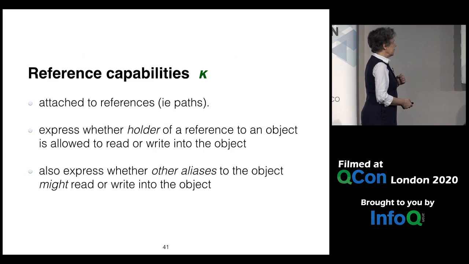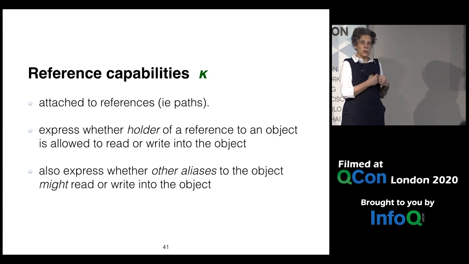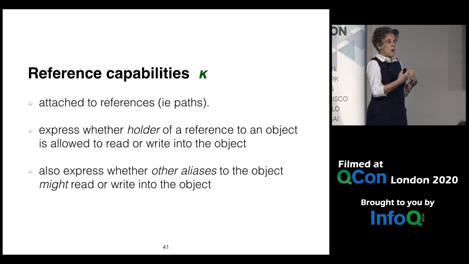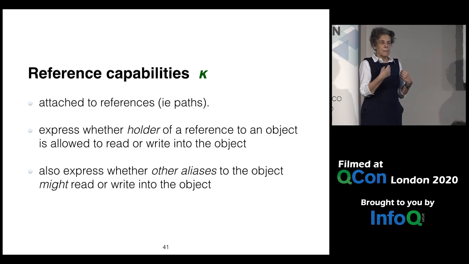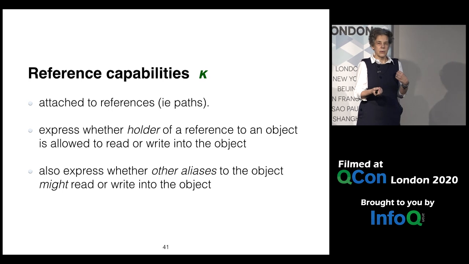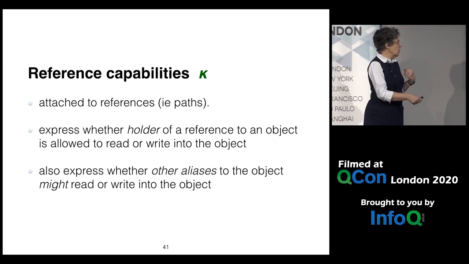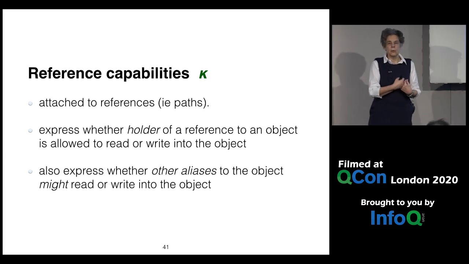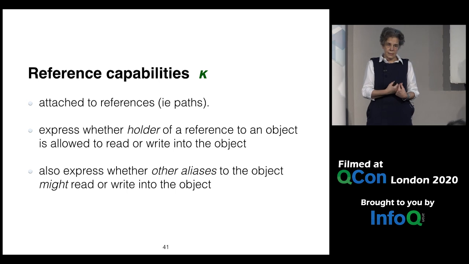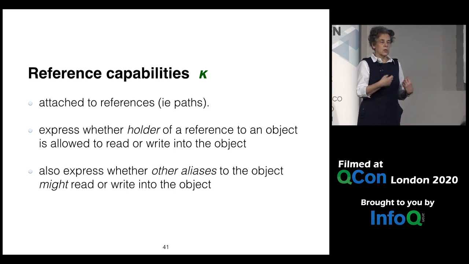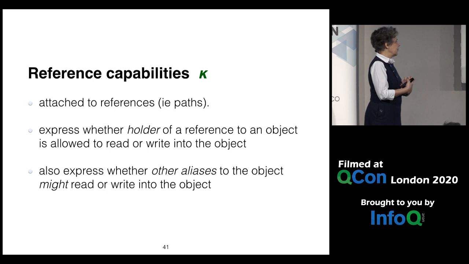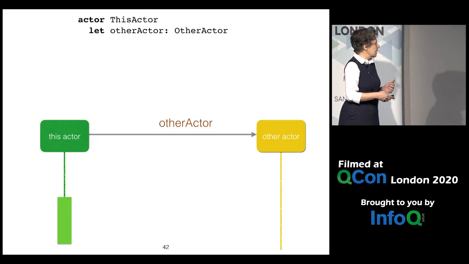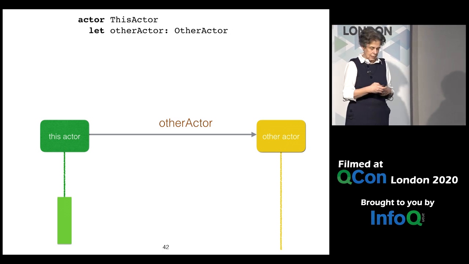So the reference capabilities are attached to a reference, and they express whether the holder of that reference may read or write the object. But they also express whether other aliases to the object may be written or read, distinguishing whether the other references are local or global aliases. And I want to discuss what this local and global alias mean.